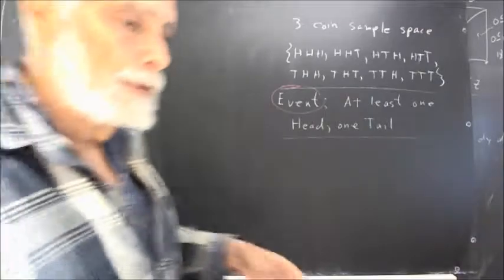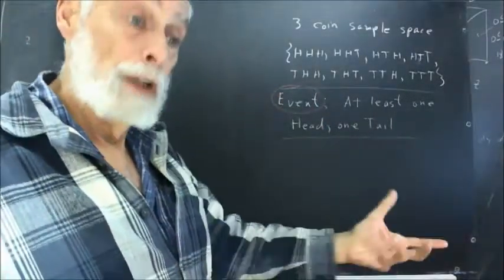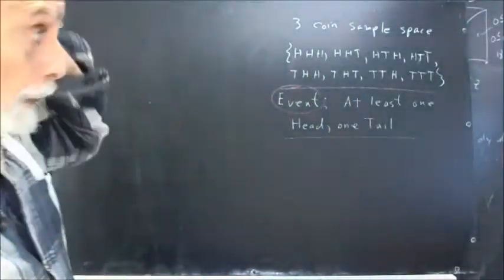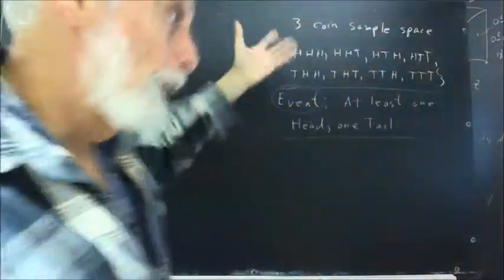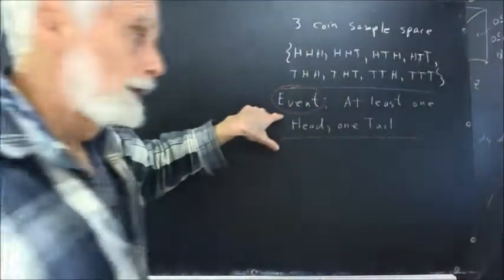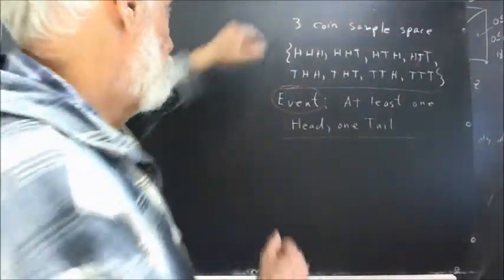So an example would be, say, tails, heads, tails. There's 2 tails, well that's at least 1, there's 1 head, that's at least 1. Okay, so what I would ask you to do is write down the sample space and circle the outcomes that would correspond to this event. And you should do that, hopefully you've done that.